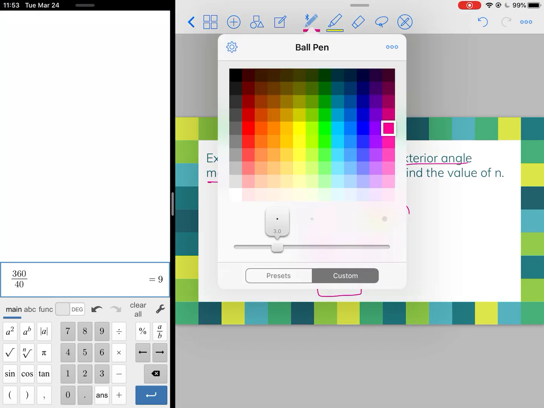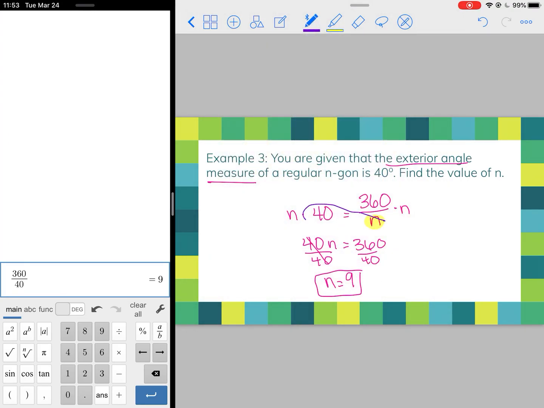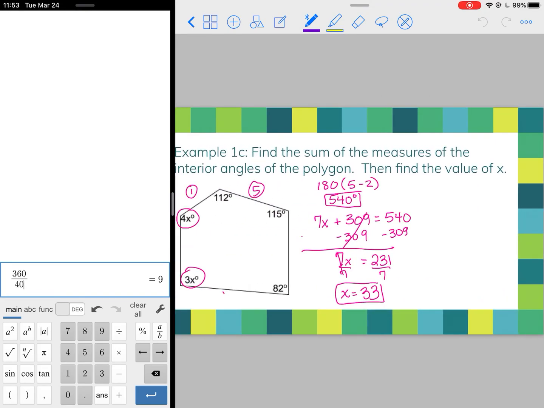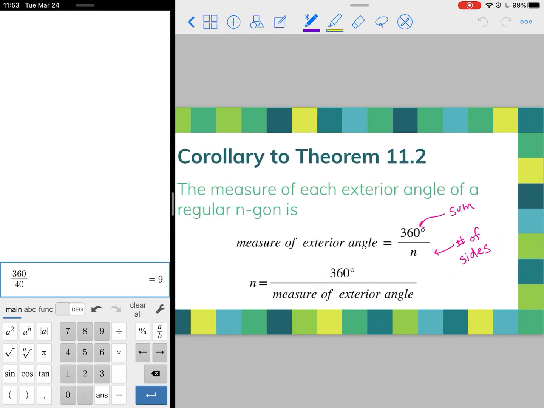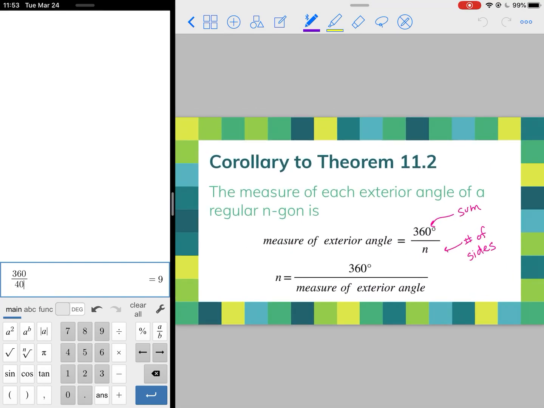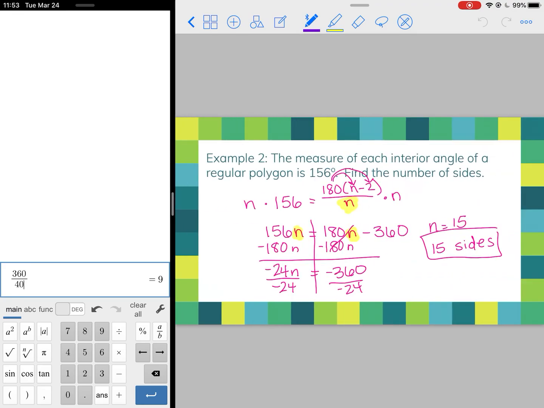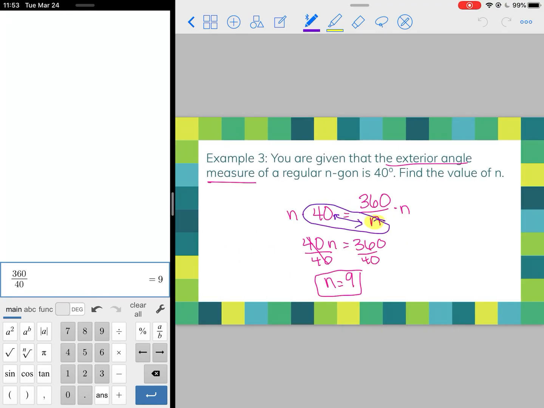What you might notice here is that since the n is on the bottom, it's kind of like these things are cross products, and cross products can switch places in ratios. That's how we ended up solving it, by doing 360 divided by 40. If we look back at that corollary 11.2, notice that the solving part just had it switching these two cross products. So n is 360 divided by the measure of that exterior angle. That's another way that you can solve a problem where it gives you the measure of an exterior angle.